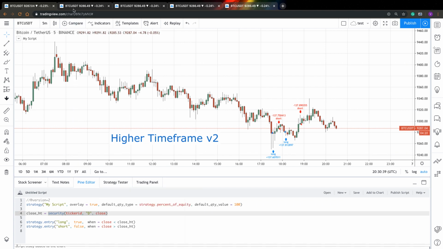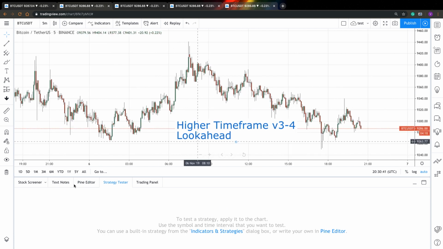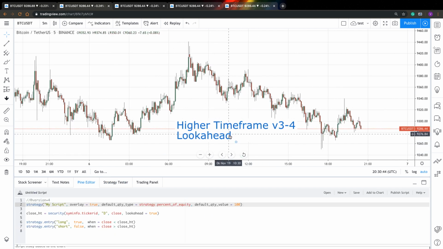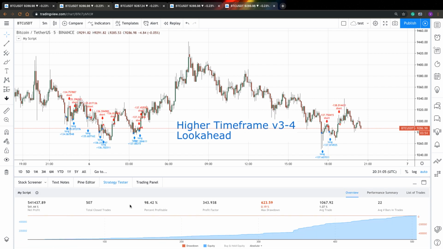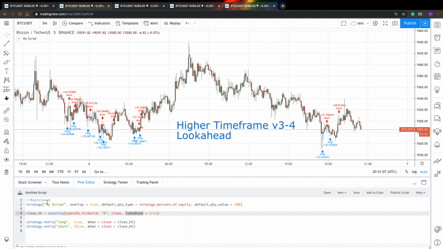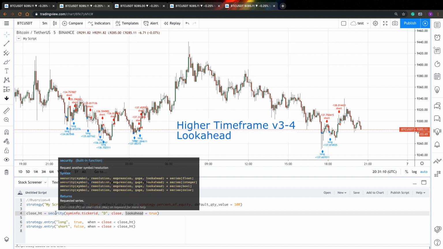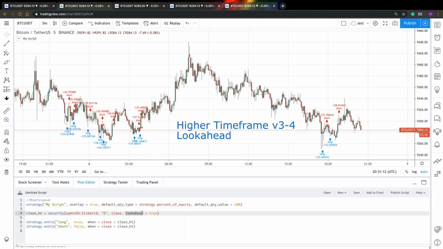Unfortunately, just version 3 and version 4 of PineScript won't guarantee that this won't happen there as well. In version 4, for example, you can have the same kind of construction, but you need to add another argument. It's lookahead equal true, but the functionality will be the same. If you add this to the chart, you will see the same performance. So even if you have version 3 or version 4 of PineScript, look at the security function as well, and if you see lookahead, be very careful as well.